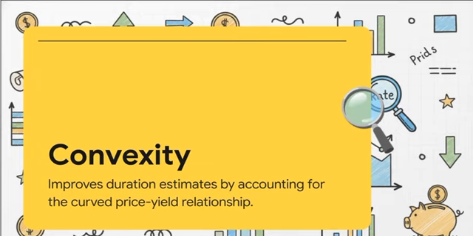Why do investors care? Because bonds with higher convexity have this amazing trait. They lose less value when rates rise, and they gain more value when rates fall compared to what a simple duration metric would predict. It's a massive advantage.